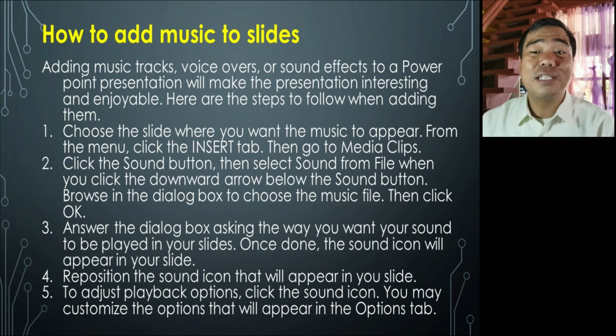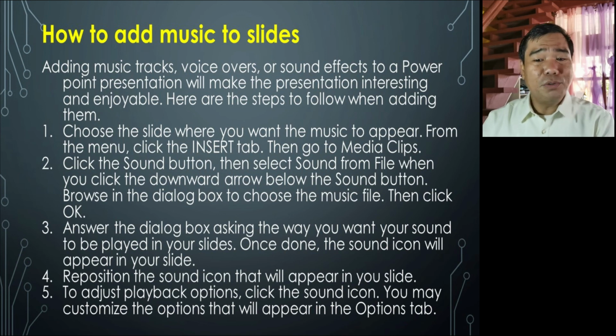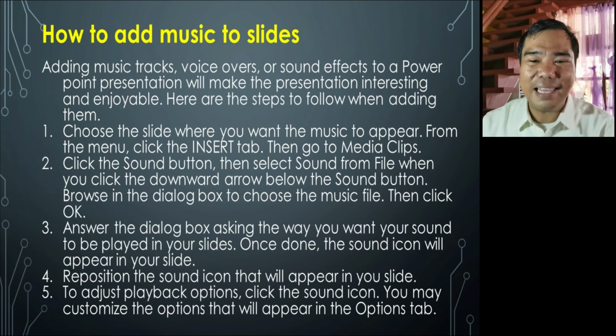Number 1. Choose the slide where you want the music to appear. From the menu, click the Insert tab, then go to the Media Clips. Number 2, click the Sound button, then select Sound from File when you click the downward arrow below the Sound button. Browse in the dialog box to choose the music file, then click OK.